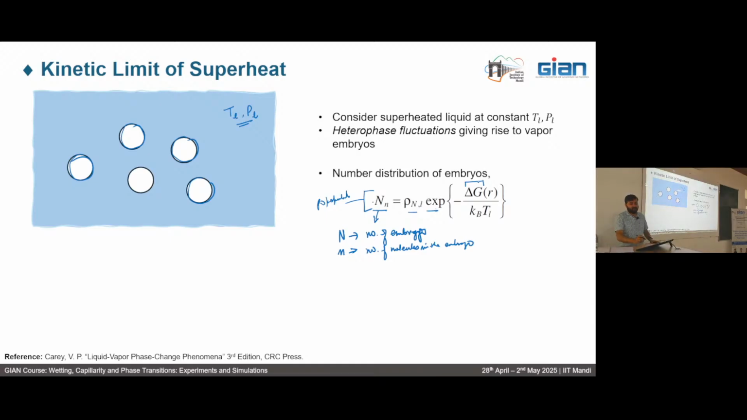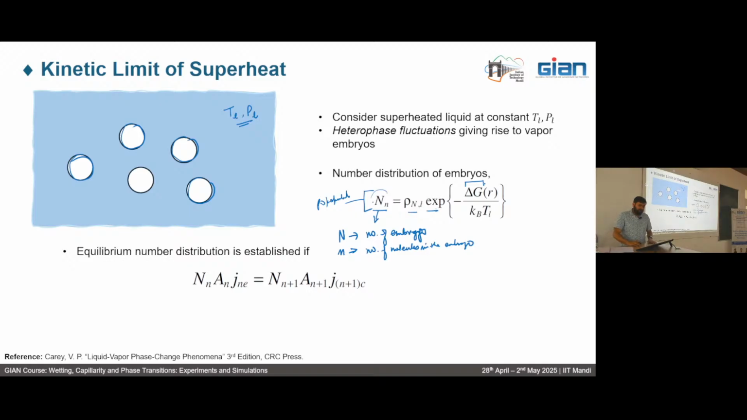Can someone tell why we are using a negative sign here? We are using the negative sign because for a spontaneous process, delta G should be negative, it should reduce. If we want to see more population, the negative sign must be there to compensate for that. That's why we use the negative sign here.